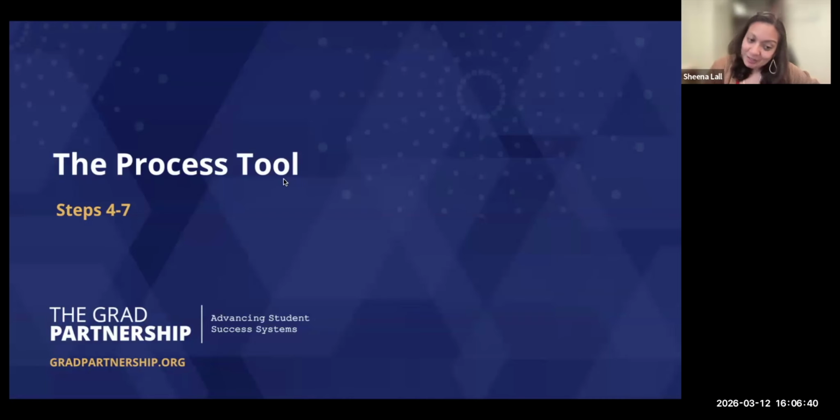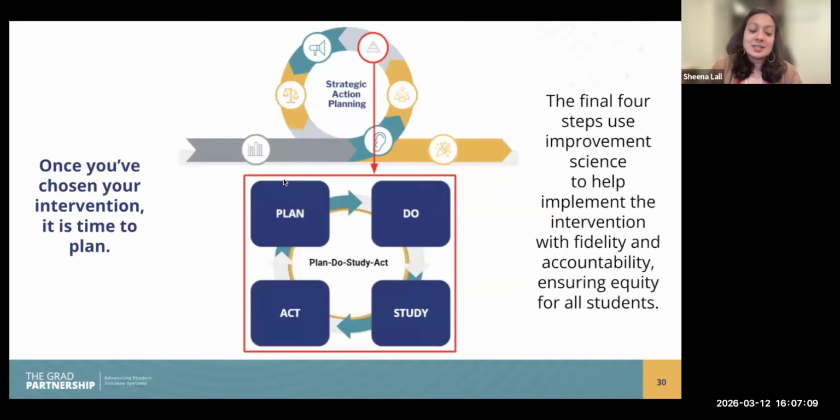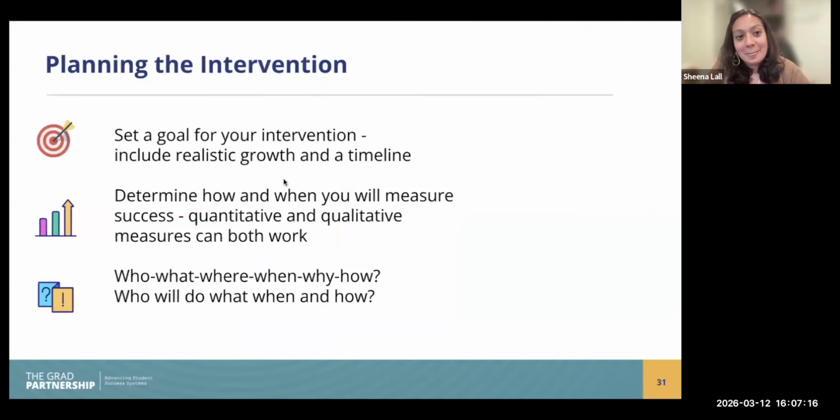Steps 4 through 7 of the process tool really follow improvement science and the idea of the PDSA cycle. So once we get our ideas and we decide what our intervention is, the next step is strategic action planning. Step 4 is why, who, and with what supports. So why are we doing this intervention? Who is going to help us with this intervention? And with what supports can we make this happen? And as I just said, when we are planning, we are really now following the plan, do, study, act cycle.